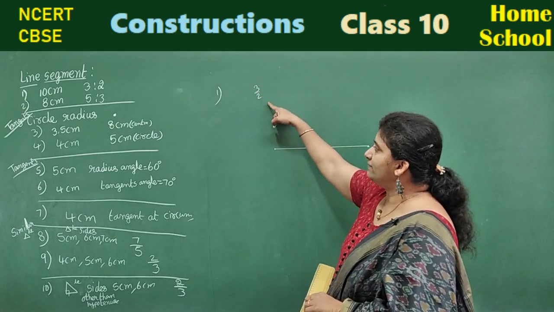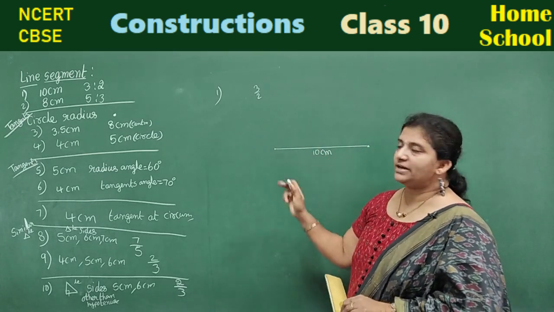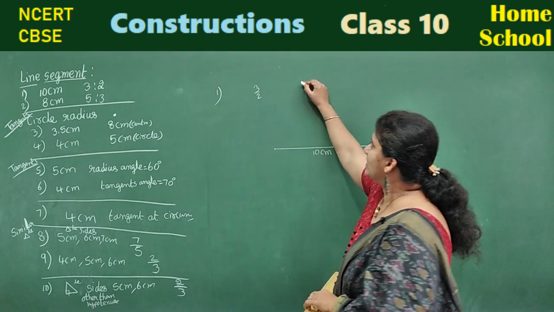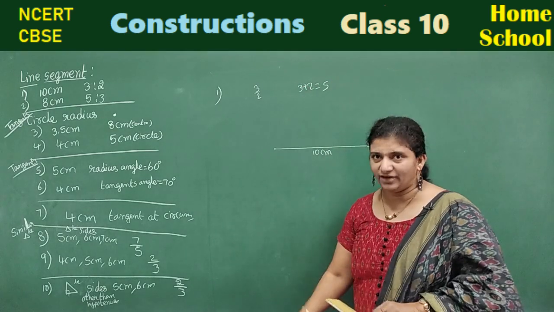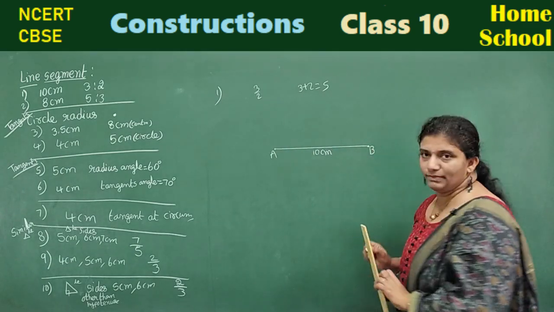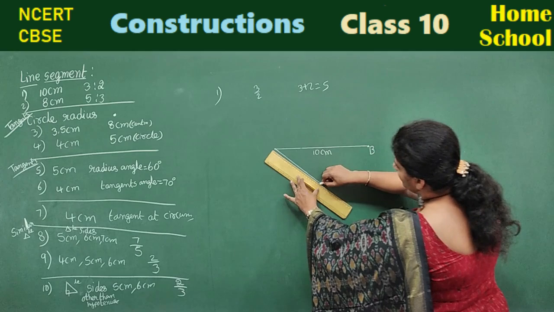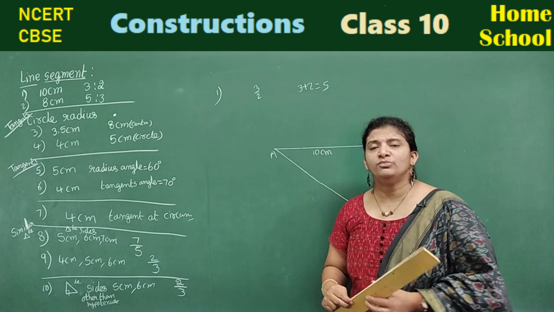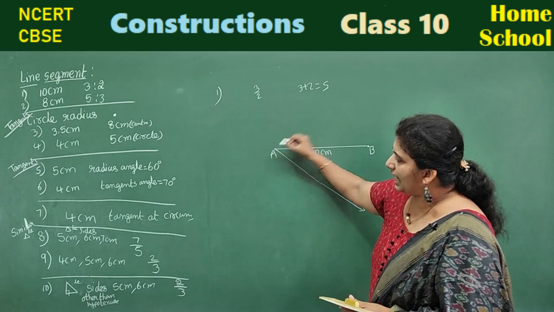Okay, so now first thing you need to do, draw a line segment. Second step, add the ratio 3/2. 3 plus 2 will be 5. Add the ratio here, numerator plus denominator. 3 plus 2 is equal to 5. Now mark this point as A and this point as B. From any one point of the line segment, draw a ray which is acute. Acute means less than 90. Draw a ray which is acute.